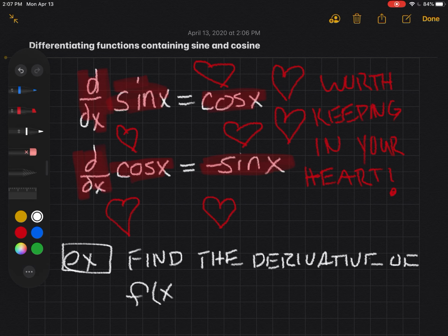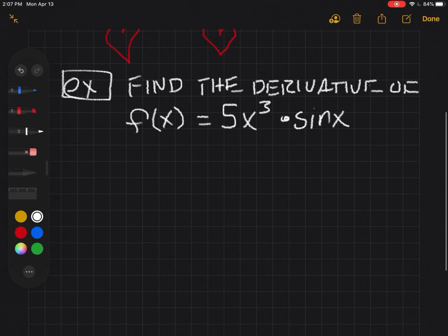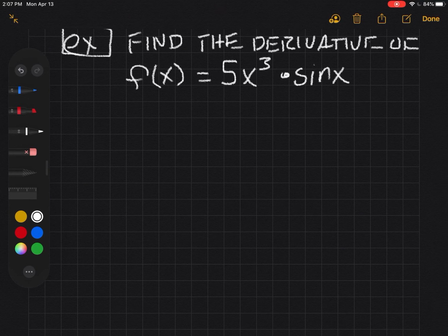First example, find the derivative of the function f of x equals 5x cubed times sine of x. This is an interesting one because we're going to need to be able to take the derivative of sine of x, and we're also going to have to use the product rule here.